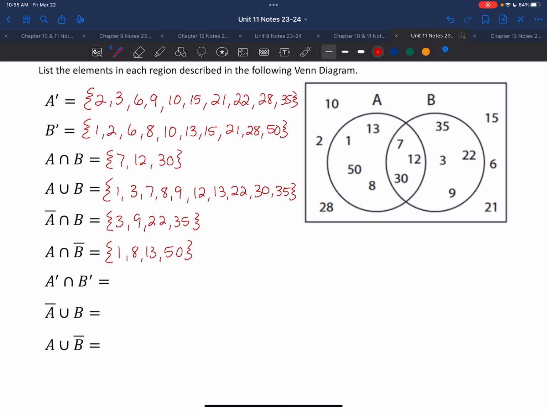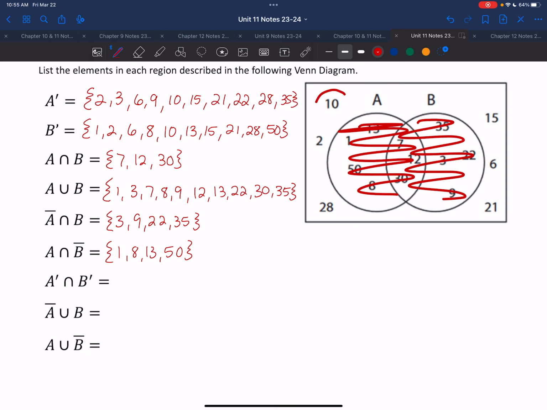Next one, we've got not A and not B. So it can't be in either one of them. It's got to be outside of that. So not A means cross these out. Not B, cross these out. So the only numbers that are not in either one are these 6 on the outside. So my set is 2, 6, 10, 15, 20, 21, and 28.